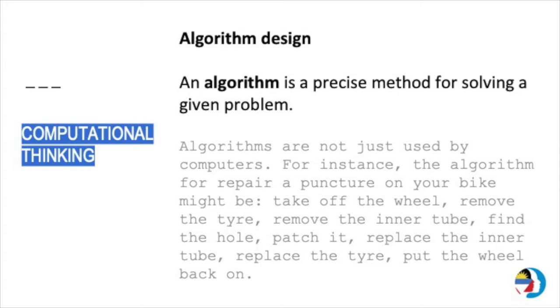The example on the board is actually about bike maintenance and the processes that you would have to go through. Algorithms are also used in decision making. So in medicine, you might see medical decision making using algorithm design. So we use the word algorithm not just in the field of computing, but elsewhere as well.